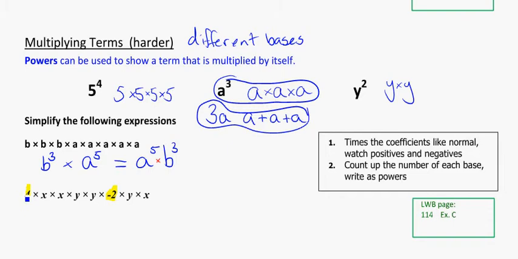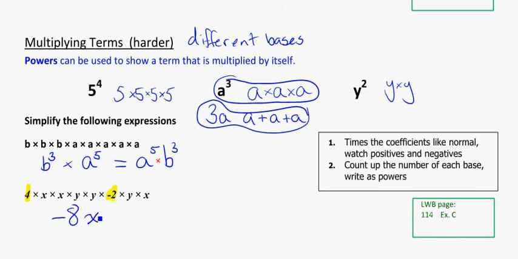So the first thing that we'll do is actually deal with the coefficients like normal. If we ignore all the letters, we can imagine 4 times negative 2. Well, that we can do, right? Positive times a negative will become a negative, and 4 times 2 will become 8, so we have negative 8 from my coefficients. I'll also notice that I've got lots of x's and lots of y's.